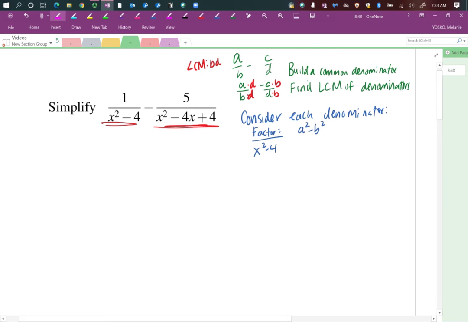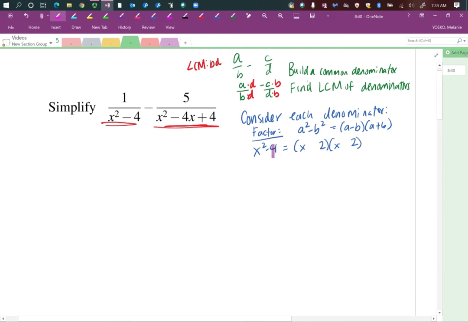Difference of 2 squares looks like a squared minus b squared, and that factors to a minus b times a plus b. So the things that really kind of clue you in, there's 2 terms and a minus sign. And we say, what do we square to get the first term? Well, we can square an x, so that's what goes in the front. And then we say, well, what value do we square to get the back term of 4? Well, 2 times 2 is 4. So we put that here.